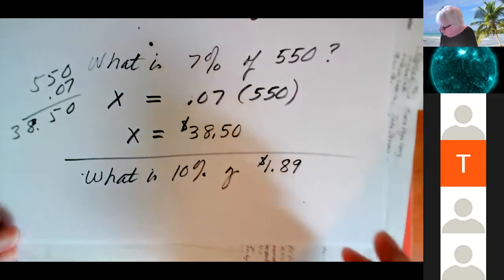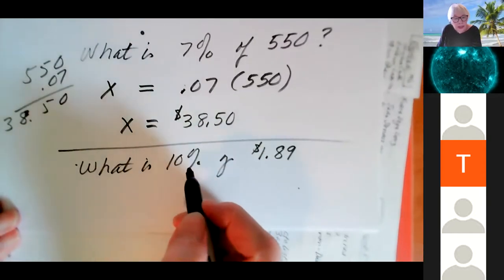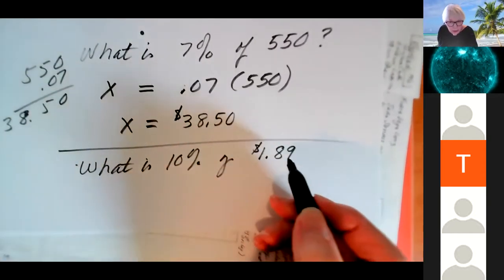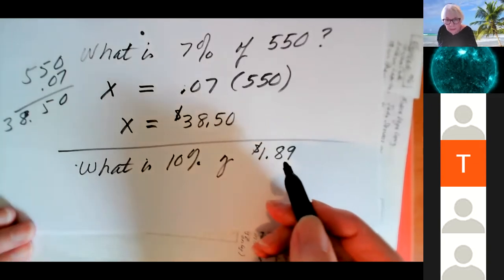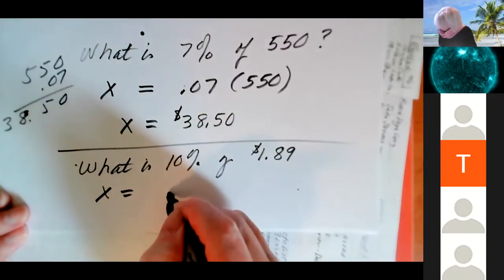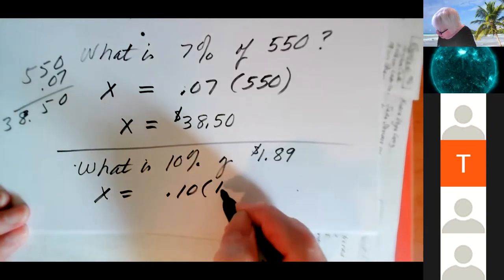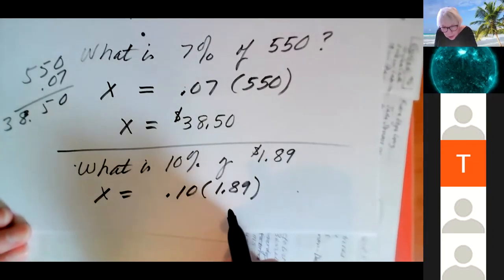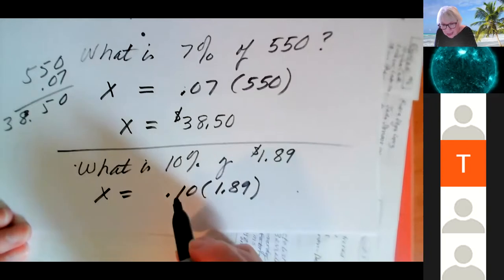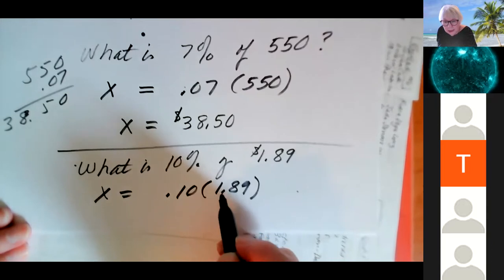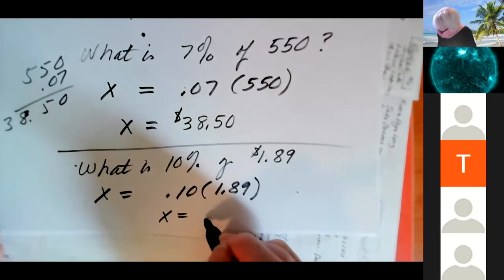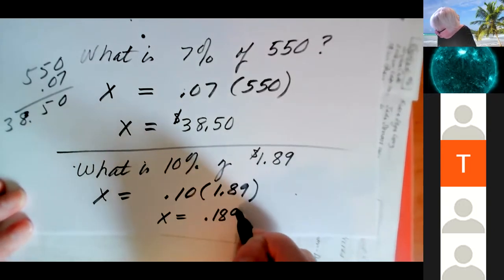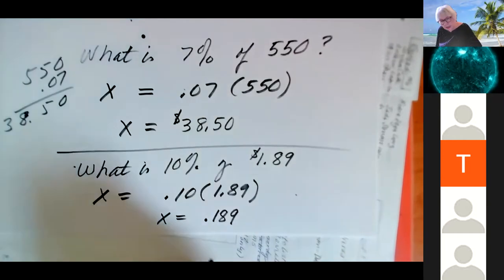If they're going to tax it, let's say they are, whatever this is, doesn't matter. So we want X is 10% multiplied by $1.89. So it's 18.9. This is a decimal shift. 10% is 1/10. It's dividing by 10. The decimal comes over here. The answer will be 0.189.